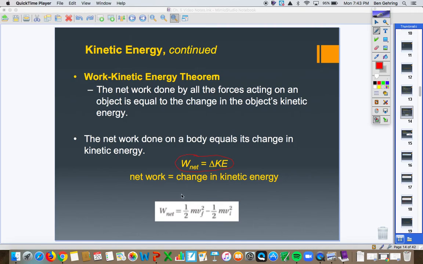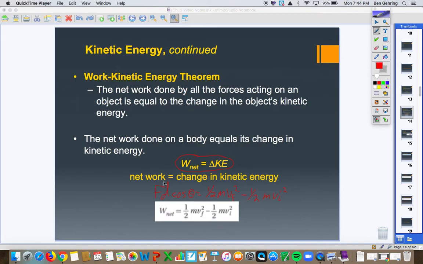And so that's going to spell out looking like this. Work net equals 1/2 m v final squared minus 1/2 m v initial squared. And then you have to remember that work is equal to force times distance. So this all drawn out works like this. If you want to get real technical, we do cosine theta to make sure we're not at an angle, is equal to 1/2 m vf squared minus 1/2 m vi squared.